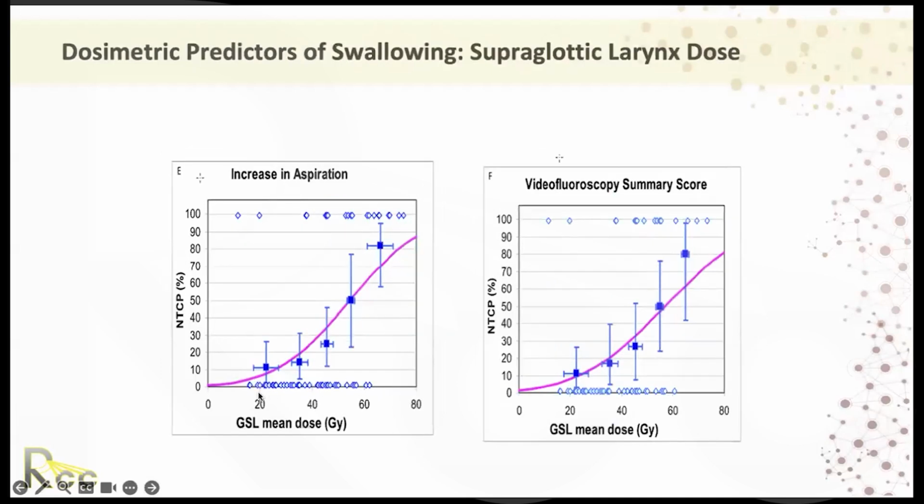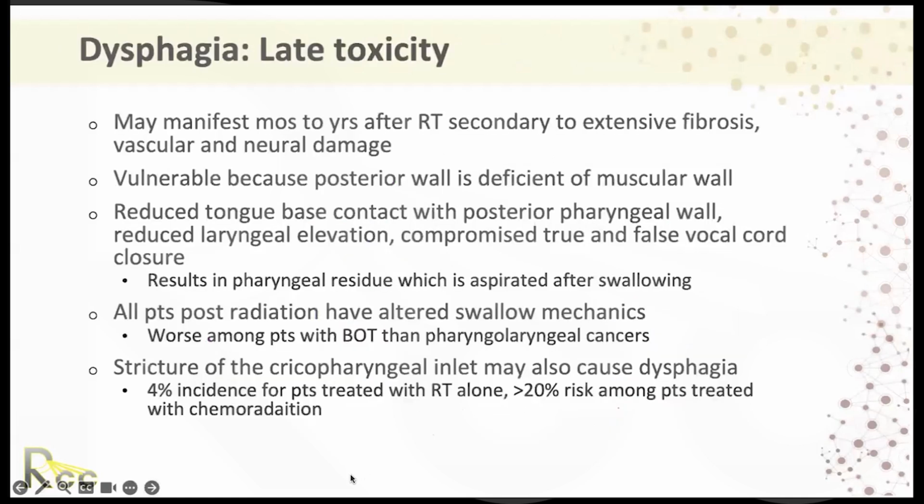This is, again, also looking at supraglottic larynx dose and risk of aspiration. And again, just showing you, doses north of 45, 50 gray really become an issue in our patients.